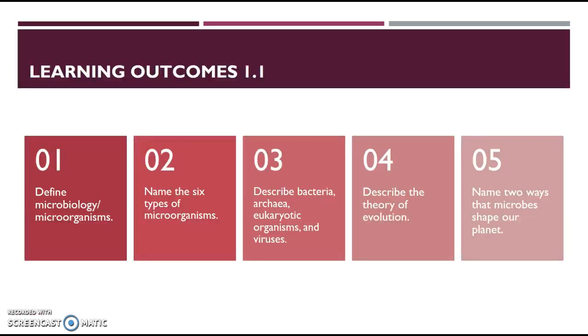So to begin, I just want to point out some of the key learning outcomes from Section 1.1. These are the things that you should understand or know by the end of this lecture. First, be able to define microbiology and microorganisms. Second, name the 6 types of microorganisms. Third, describe bacteria, archaea, eukaryotic organisms, and viruses. And this is being able to distinguish certain characteristics possessed by each cell type. Describe the theory of evolution, and name 2 ways that microbes shape our planet.